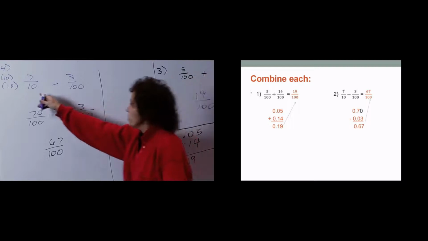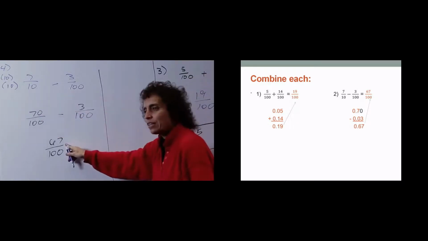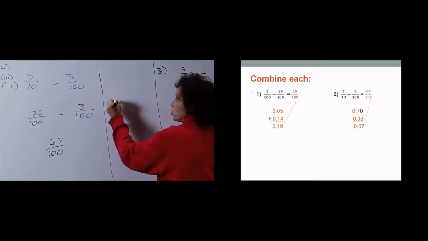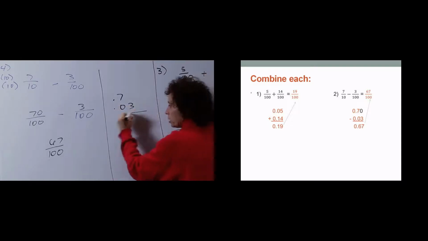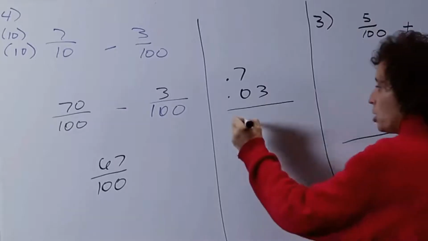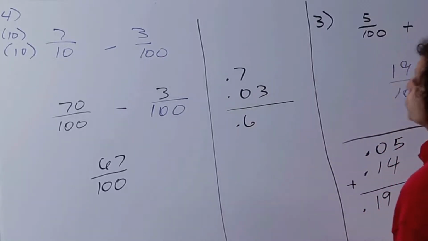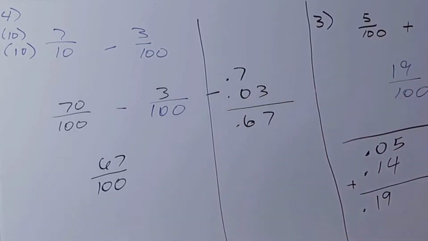I'm going to take this, 7/10. I'm going to take 3 hundredths. I'm going to take 67 hundredths. And I'm going to show you these as decimals. So 7/10 is 0.7. 3 hundredths is 0.03. And 67 hundredths is 0.67. Oh, we're subtracting, thank God. Okay, 67. We're going to subtract here.